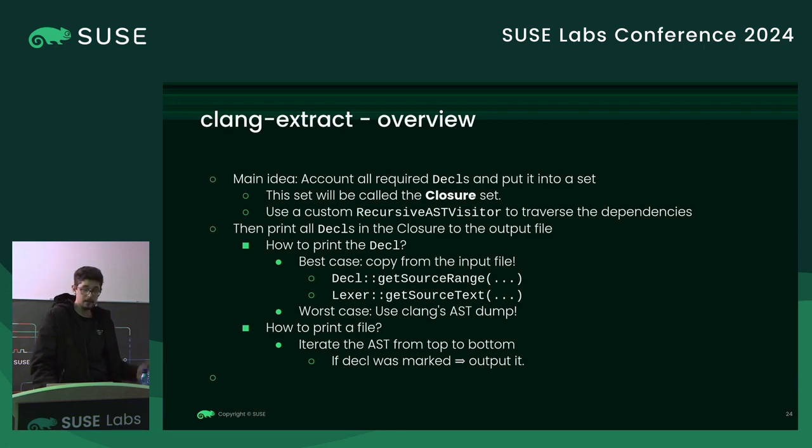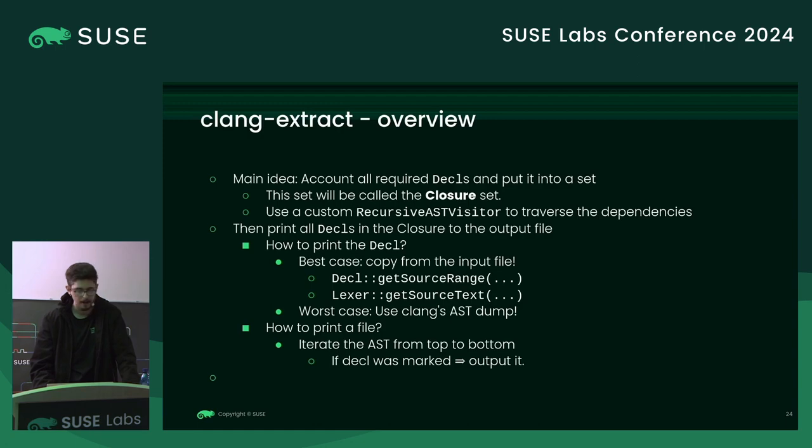Okay, but what's the general idea of how clang-extract works? We get the declarations that we actually need and put them in a separate set. We call the set closure from now on. For doing that, we use a modified version of the recursive AST visitor to traverse the tree from the function to whatever it uses, account for the dependencies and put them in this set. Then we traverse the tree from top to bottom, and if the declaration is in this set, we throw it to the output.